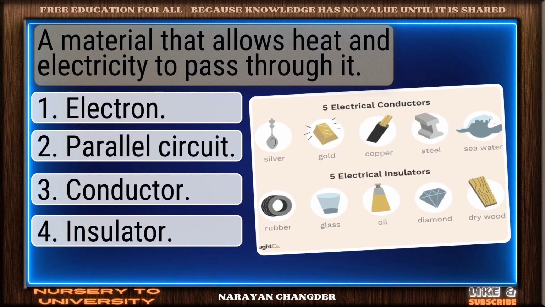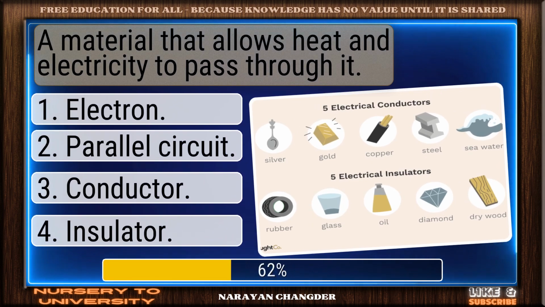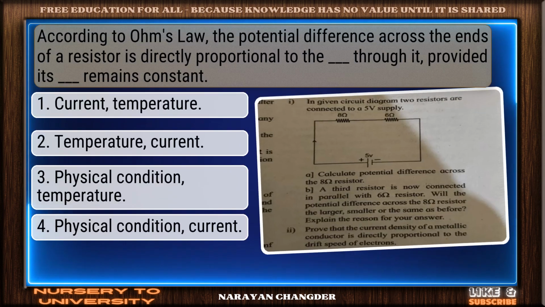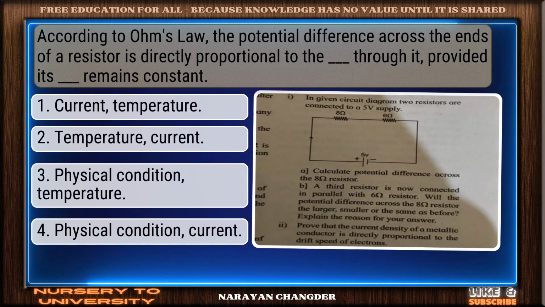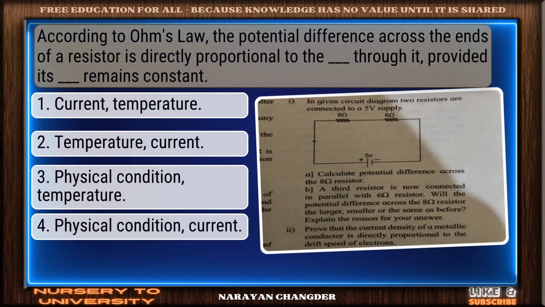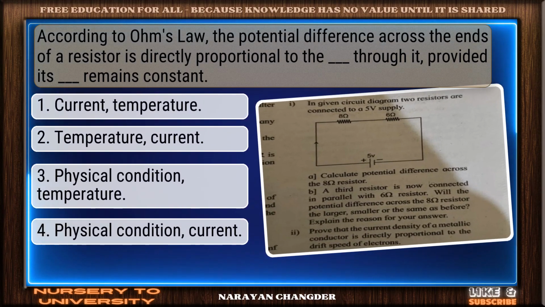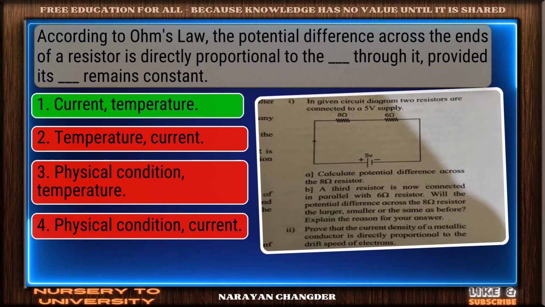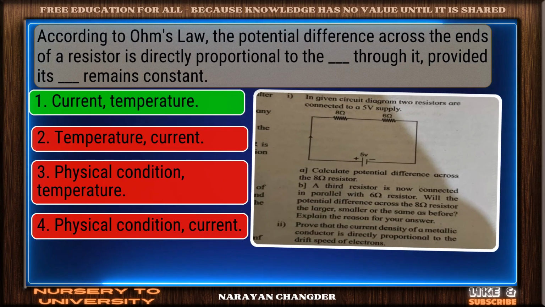A material that allows heat and electricity to pass through it. Good job. Conductor works well. According to Ohm's law, the potential difference across the ends of a resistor is directly proportional to the dash through it, provided its dash remains constant. Smart move. Current, temperature is accurate answer.